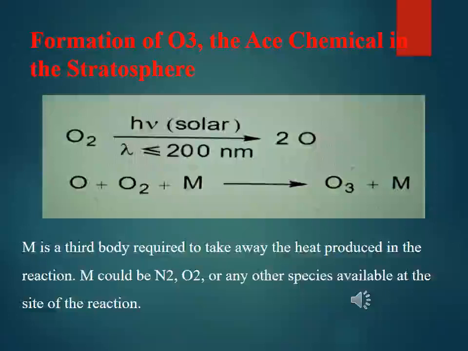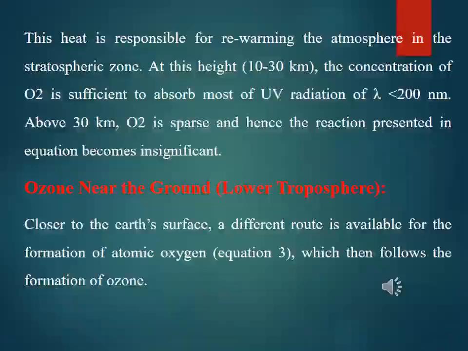Here M is a third body which is required to take away the heat produced in the reaction. M could be a nitrogen molecule or oxygen molecule or any other species which is available at the site of the reaction. It could be anything. This heat, which we have already discussed in the reaction, is responsible for rewarming the atmosphere in the stratospheric ozone.